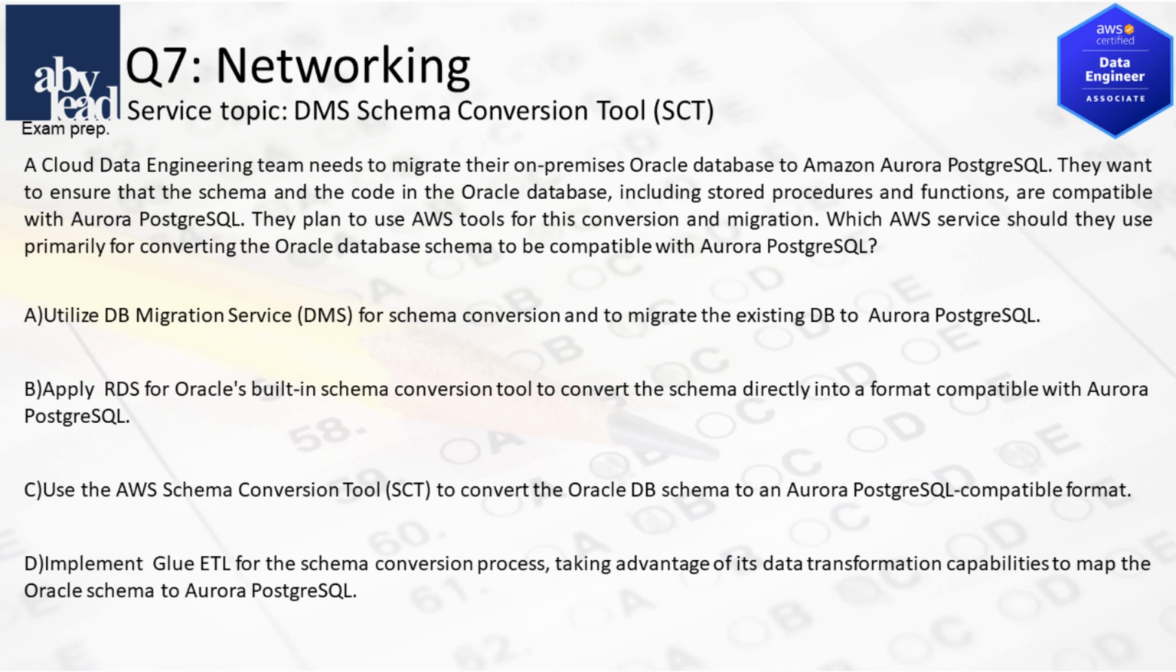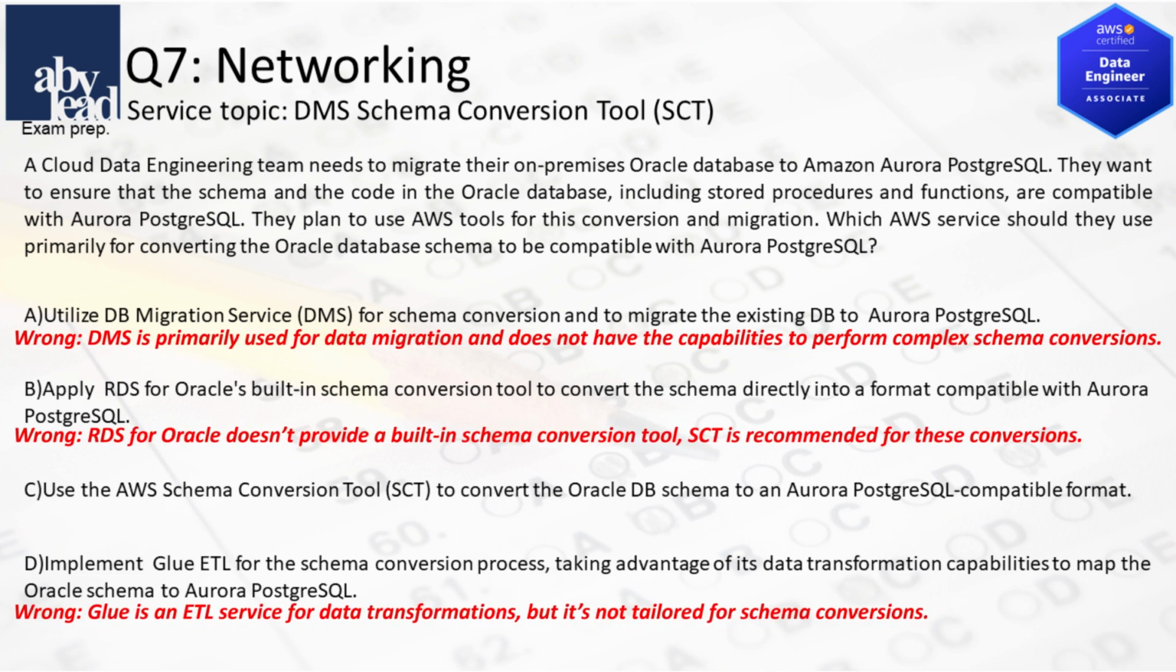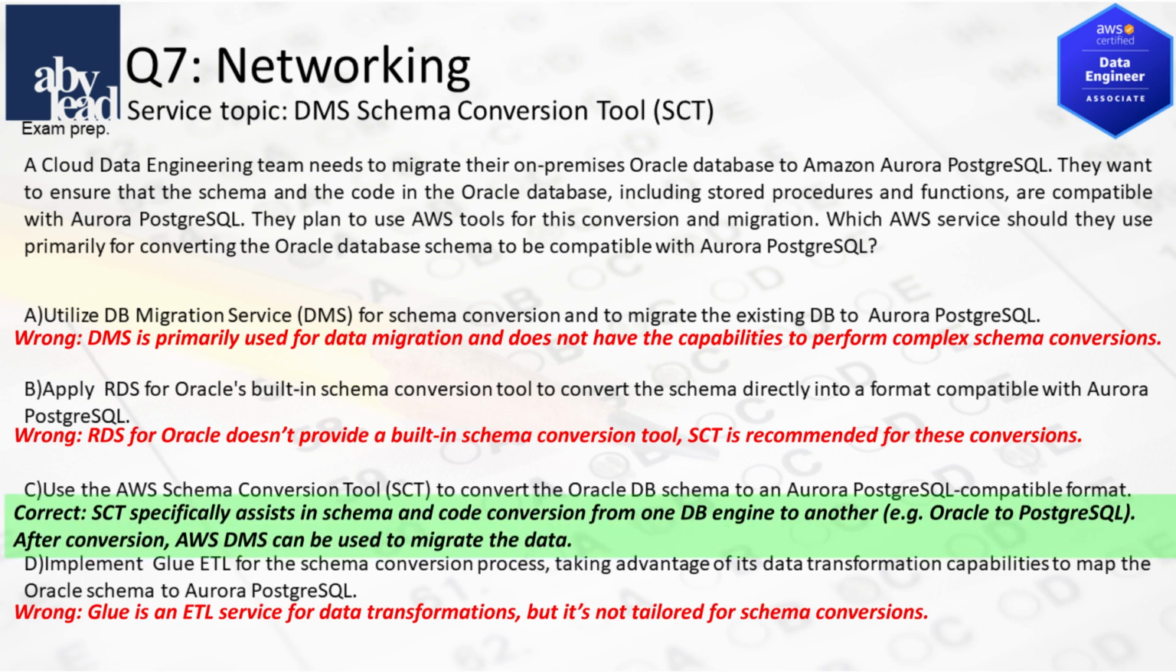Question 7. How do you migrate and convert an Oracle database schema for Aurora PostgreSQL? Infeasible to use is RDS for Oracle or Glue ETL for schema conversion, and DMS needs SCT for this kind of conversion. Most advisable is to convert schemas and code with SCT from one database engine to another.